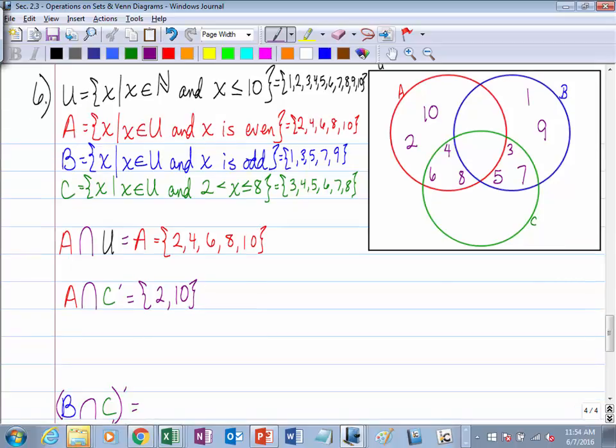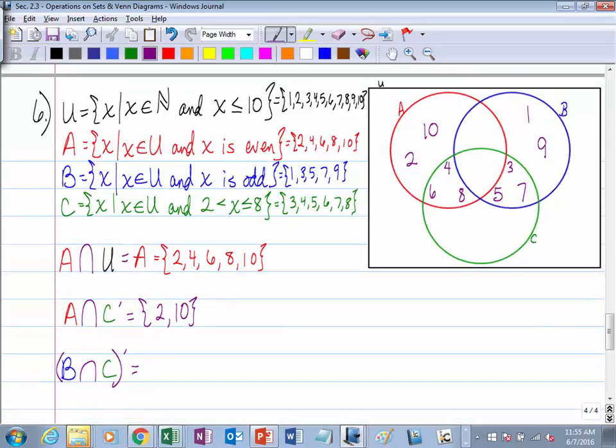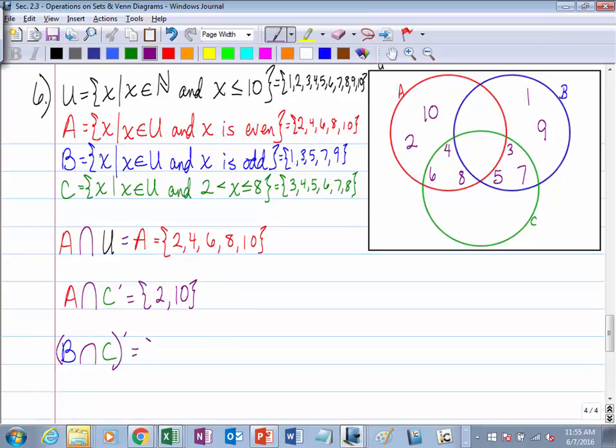Then we have the complement of the intersection of B and C. So these are things, anything from the universal set, that is not in the intersection of B and C. So that would include basically everything except for the 3, 5, and 7. It would include everything else that's not in here. So that's going to include 1, 2, 4, 6, 8, 9, and 10.